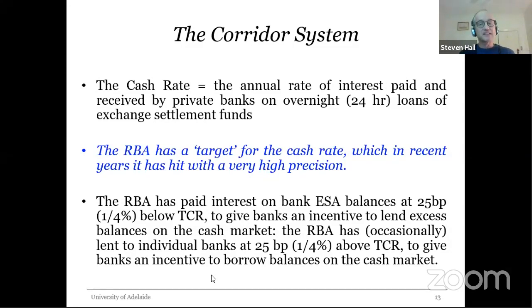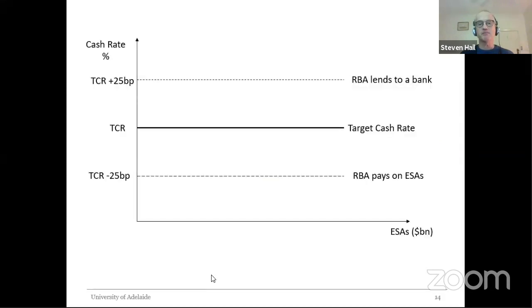And if banks have run an overdraft at the RBA, and this hasn't happened very often, then the RBA has automatically lent to them overnight at an interest rate 0.25% above the target cash rate. Well, this obviously gives banks an incentive when they're running short of exchange settlement account funds to borrow those funds at the cash rate because it's cheaper than using the overdraft facility at the RBA. So we've had a corridor system.